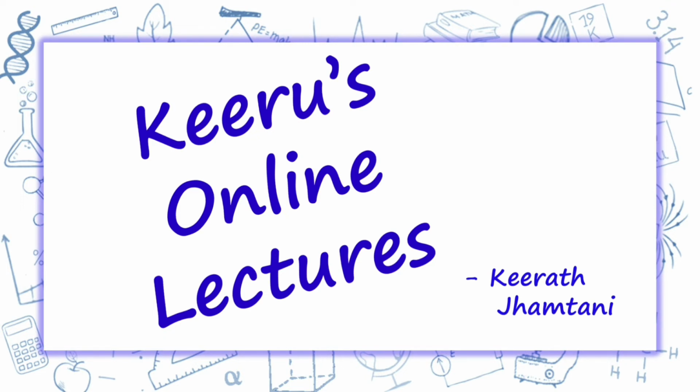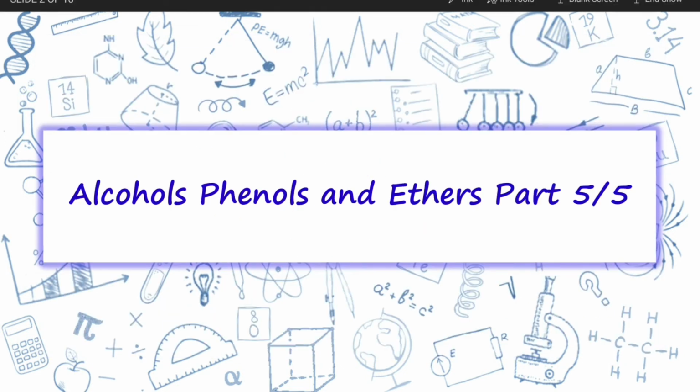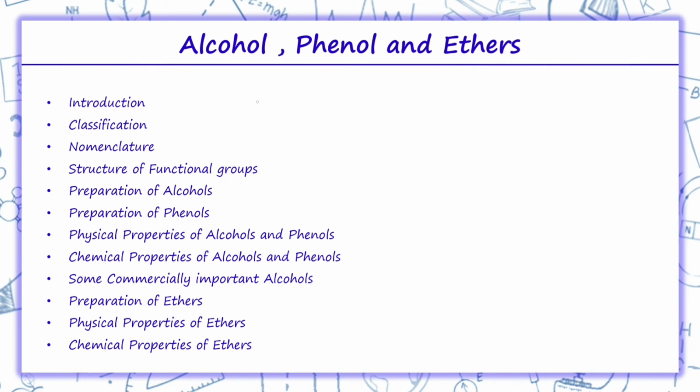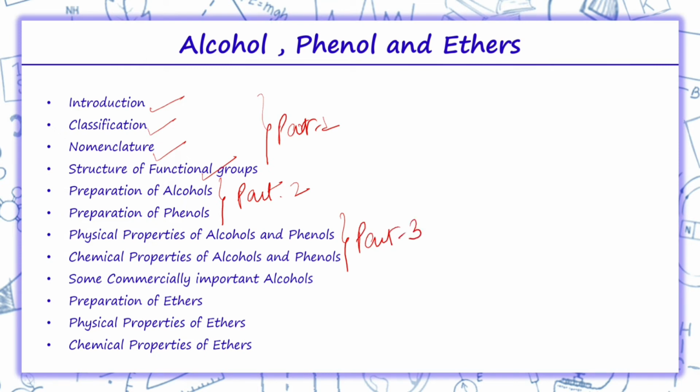I am Kiru Jamtani and today's topic is alcohols, phenols and ethers, part 5. In part 1 we studied introduction, classification, nomenclature and structure of functional groups. In part 2 we studied preparation of alcohols and phenols. In part 3 we studied physical and chemical properties of alcohols and phenols. And in part 4 we studied important alcohols, that is methanol and ethanol. Now in part 5 we are going to study about ethers.